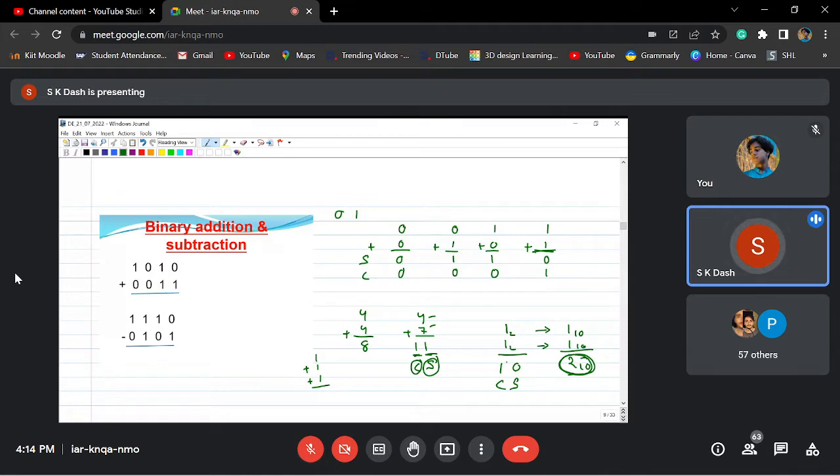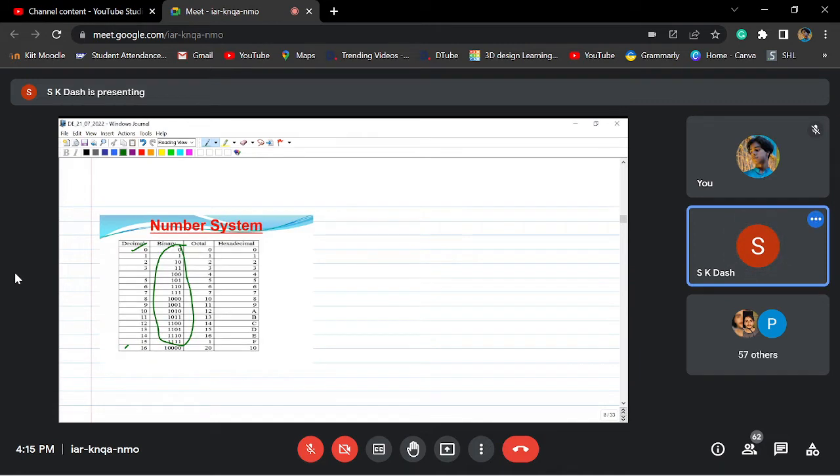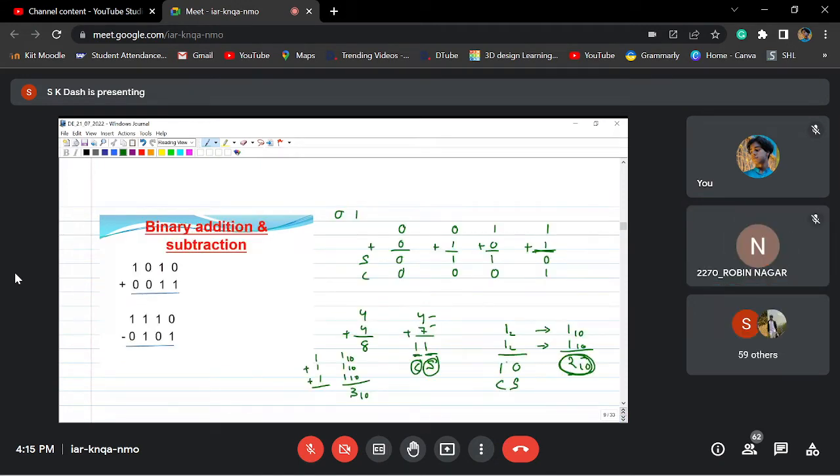Again, same method. If we convert this into decimal, 1 in binary is the same as 1 in decimal. So if we add them, what will happen? This is 1 in decimal, this is 1 in decimal, this is 1 in decimal. If we add them, this will be 3 in decimal. What is 3 in terms of binary? 3 will be 1 1. So the sum is also 1, the carry is also 1. Now we understood about this sum and carry.